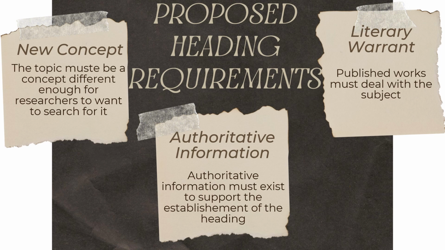Published works must deal with the subject, i.e., have literary warrant, which has two main aspects. Subject headings are created for use in cataloging and reflect the topics covered in a given collection, and the terminology selected to formulate individual subject headings reflects the terminology used in current time. Authoritative information must exist to support the establishment of the subject heading.